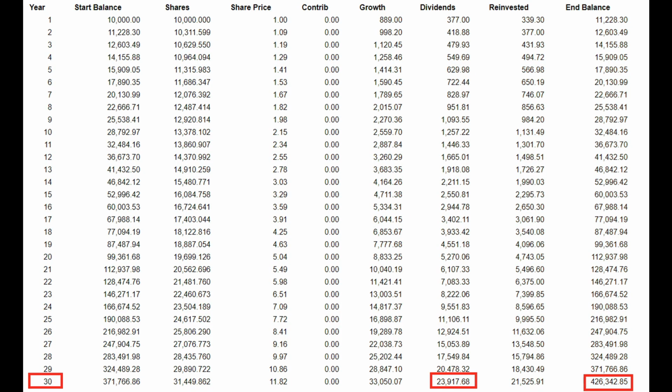Okay, let's spice things up a bit. Let's see what happens on the 30th year. The initial $10,000 became $426,000 and the dividend is $24,000 per year, giving you an yield on cost of 240%. Pretty good. Let's play with the numbers a bit.